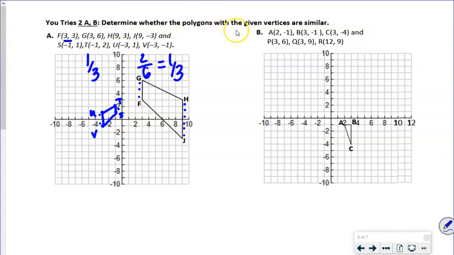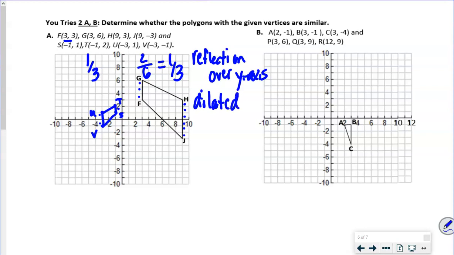So it says determine whether polygons are similar, okay? So now the challenge with this one is it looks to me like this one has a reflection, y'all, and then it dilates. Is that what it looks like to y'all? Did you guys notice the short side here and the short side there and the long side there and the long side there? So I would say that this was a reflection over the y-axis, and then it dilated by what? By 1/3. Okay, so that means it would be 1/3 x, comma 1/3 y.